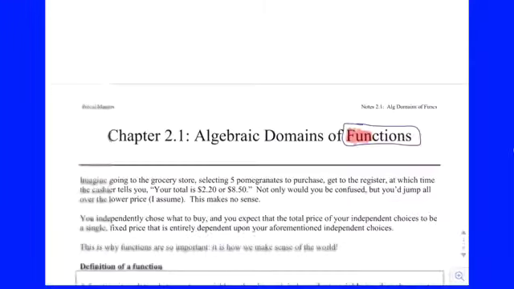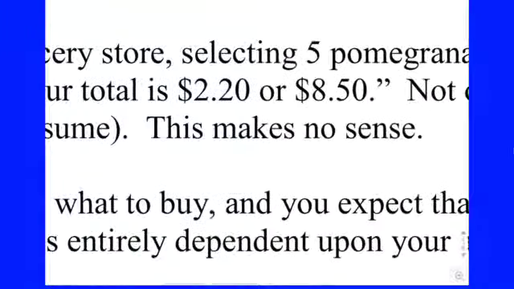And you get up to the register, and the person at the register says, all right, your total is $2.20 or $8.50. What are you going to say? Here's $2.20, thank you, right? And then you're going to be walking out of there and saying, why in the heck did he or she offer $8.50 also, right? You would definitely take the cheaper price unless you really, really liked pomegranates and had money to burn. But it would be kind of weird that they would even offer you 2 options, right? It doesn't make sense that they would offer you 2 options because that would not be a function. And so functions are important because that's how we make sense of the world.